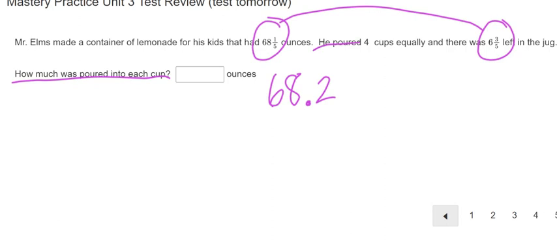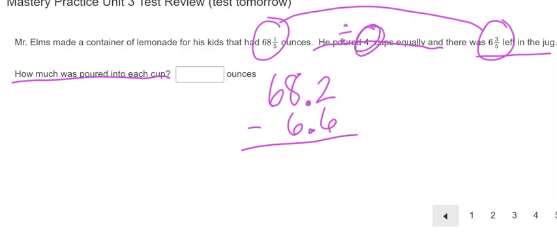And it looks like we're pouring equally into 4 cups, but then there's still some juice, lemonade left over. So we're going to take away what was left over. So we have 6 and 3/5. And then we can divide that by 4 to see how much was in each cup.